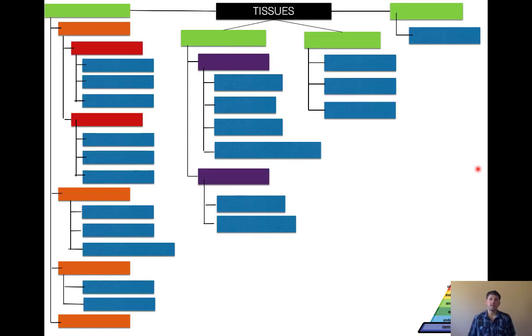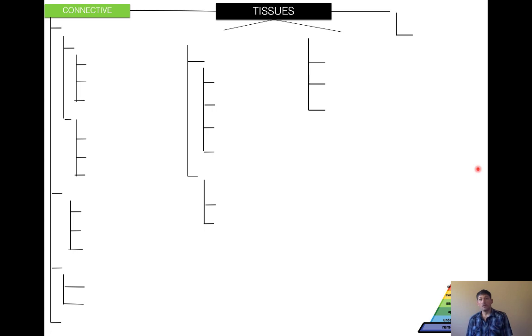I made this diagram for you. You probably have gotten an email about this by now, but it will be posted on VBLearn Shells. So make sure that you spend time practicing this, okay? This is basically a giant organization of all of the tissues that we're learning in lecture and lab that you're going to need to know. So let's organize this and figure out where everything is.